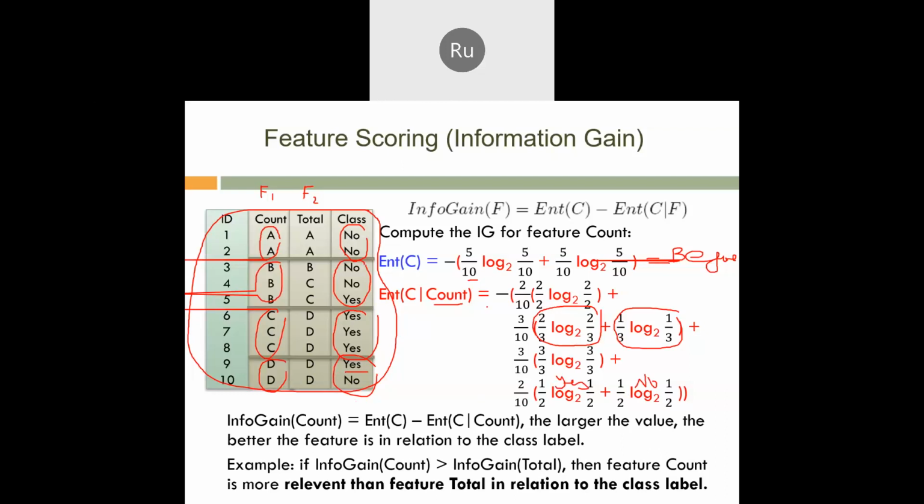So we can solve this one. In order to compute the information gain, we need to subtract the entropy after splitting from the entropy before splitting. So this is the formula that you have.